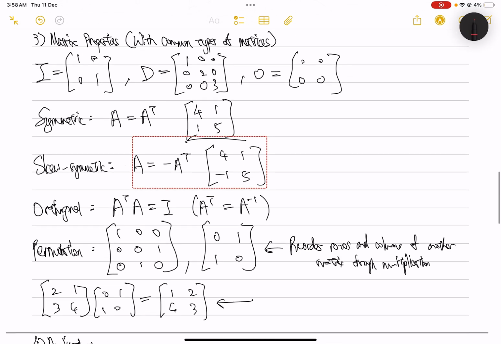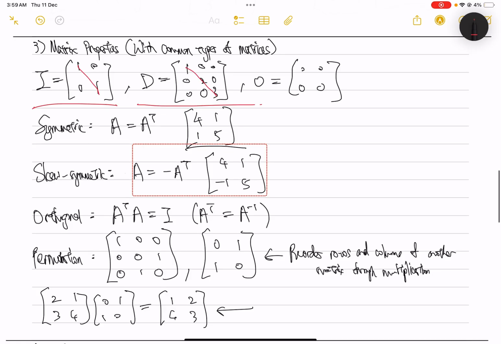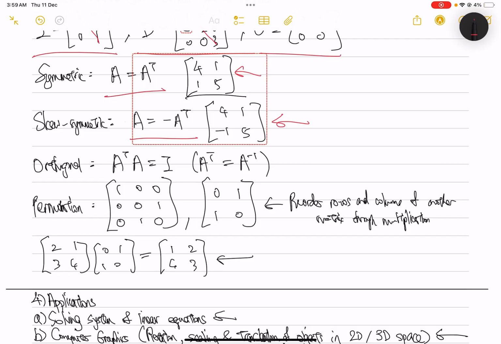As for common types of matrices, you have the identity, which is all ones on the diagonal; diagonal matrices, which have elements only on the diagonal; the zero matrix, which is all zeros; a symmetric matrix, where it equals its transpose; and a skew-symmetric matrix, where it equals the negative of its transpose, as you can see here with an example. An orthogonal matrix is one where multiplying it by its transpose gives the identity matrix, which is also saying its inverse is its transpose.